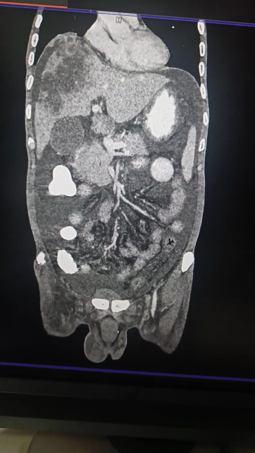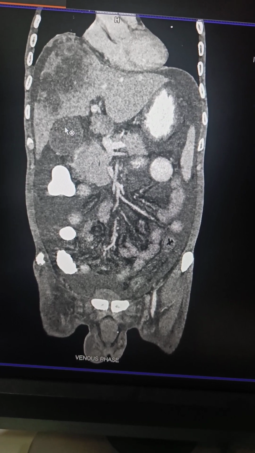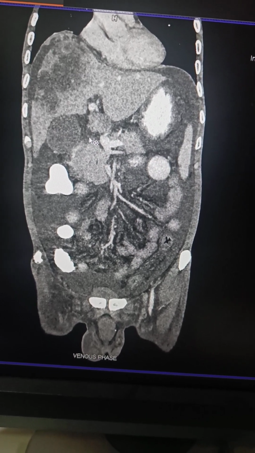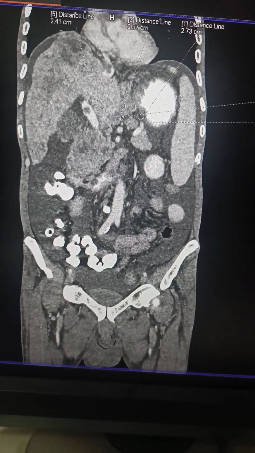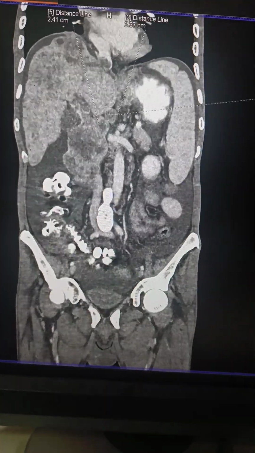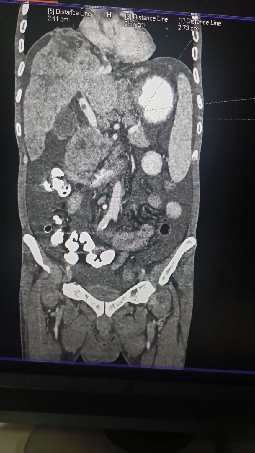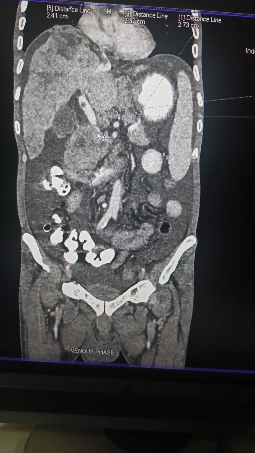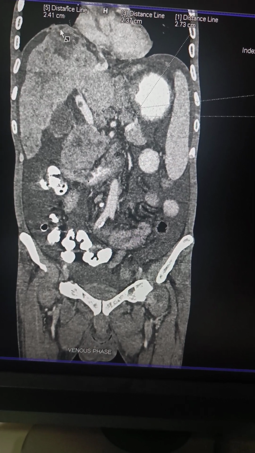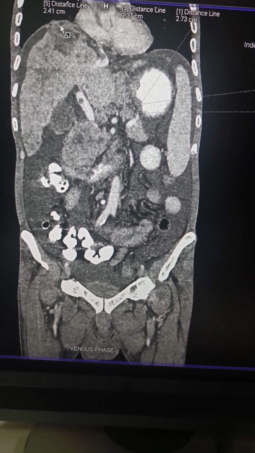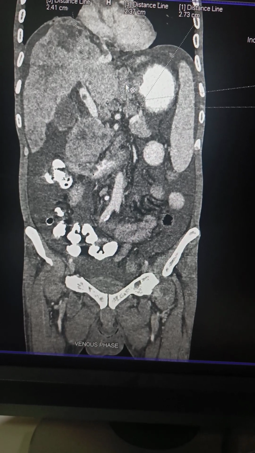The gallbladder is distended and full of sludge material. Common bile duct appears to be dilated at the distal end, measuring approximately 8.3 centimeter. Also, there is evidence of retraction of the liver capsule. Liver capsule retraction is mainly seen in two cancers: first is the cholangiocarcinoma and second is SCC.